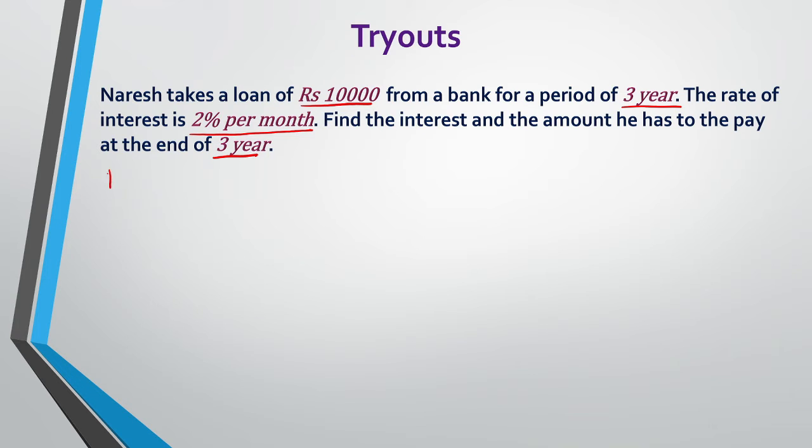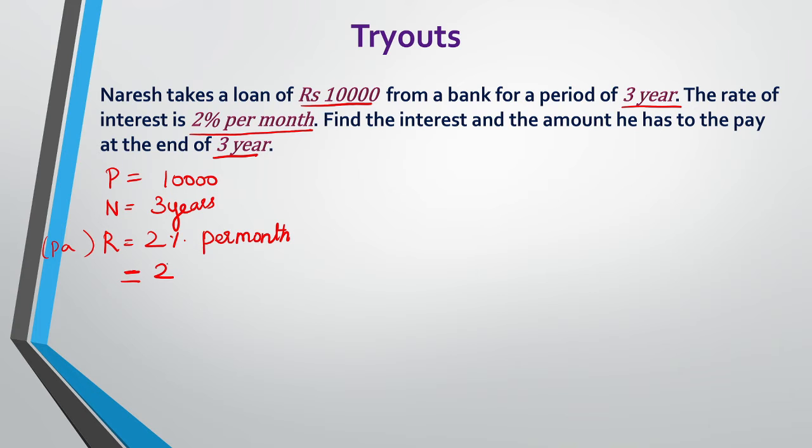Our first step is we have to find the P, N and R. So P is equal to rupees 10,000 and N is equal to 3 years. R is equal to 2% per month. We know that the rate should always be in the PA format. So for converting the rate, we know that we have to write the given rate first, which is 2 multiplied by 12, which is the number of months in a year divided by 1. We get 24% per annum.